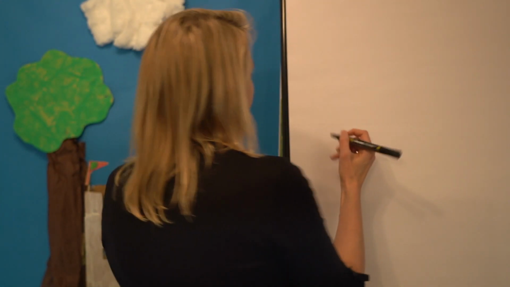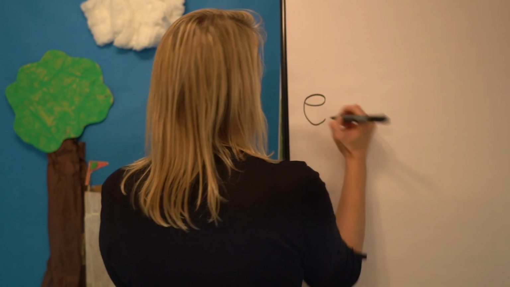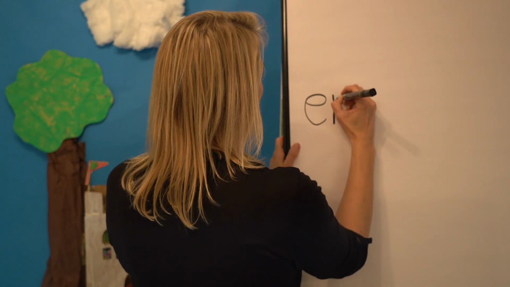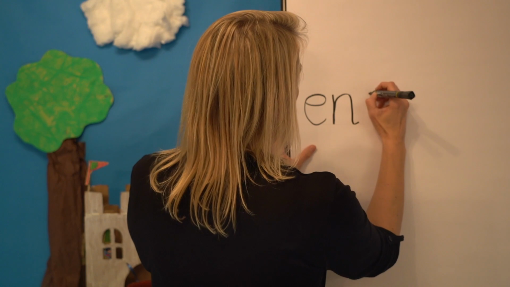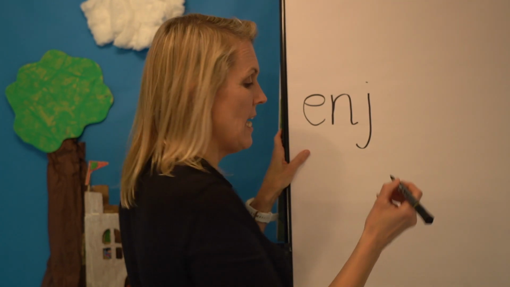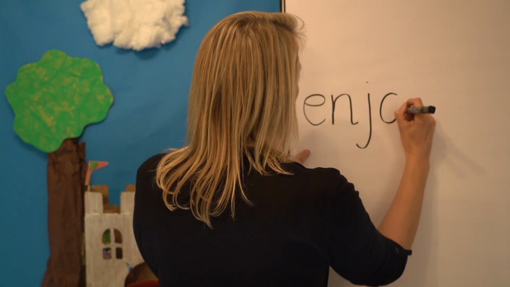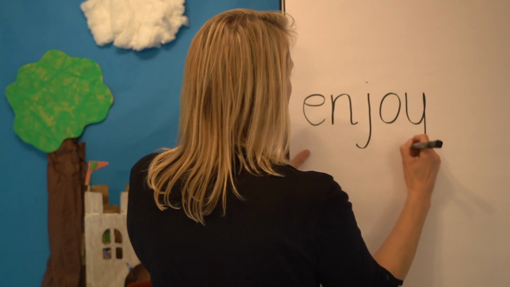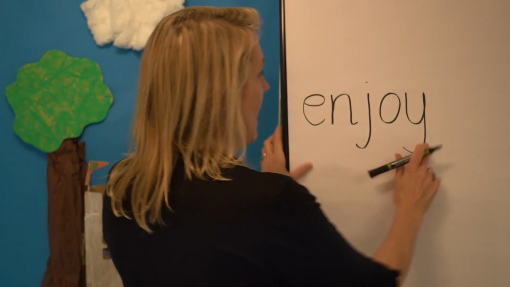Let's try another one. Let's spell enjoy. Segment the sounds with me. Enjoy. E, n, j, oy. Let's count how many sounds there are. E, n, j, oy. That's 4 sounds. Watch me write enjoy. I need 4 sounds. E, n, j, oy is a digraph, so I need to write 2 letters. E, n, j, oy. Enjoy.